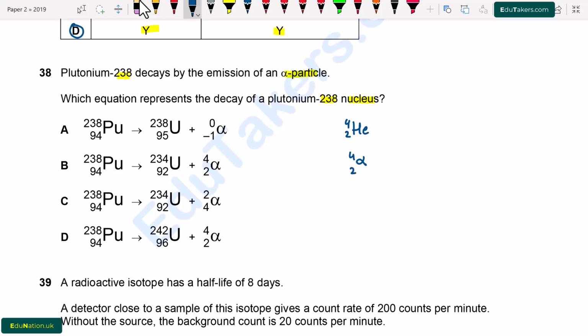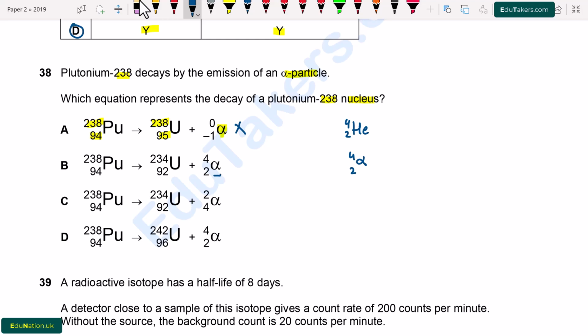In option A, we can see plutonium-238 with 94 changes into uranium-238 with 95, with a particle of 0 and -1. This is basically a beta particle, so this is incorrect. Option B, here the alpha particle is shown with the correct atomic number and mass number.